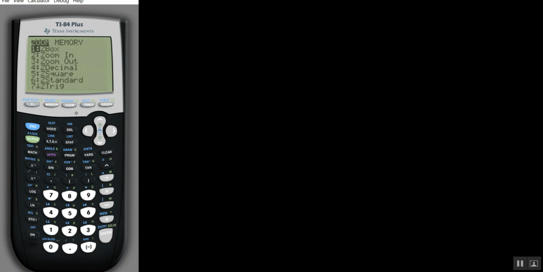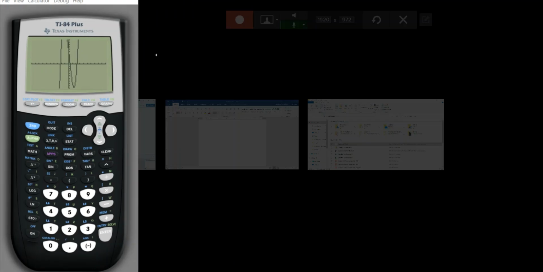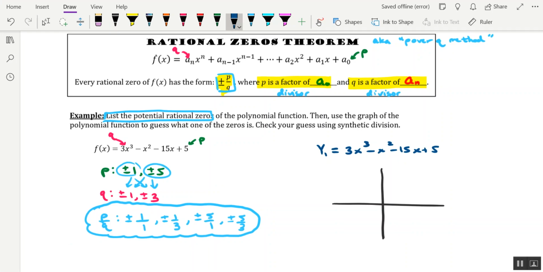I'll do zoom 6. Alright, I'm going to sketch this graph out and then I'll come back to the graphing calculator. So just a rough sketch here. That's y1. And as you can see on the graph, there are 3 x-intercepts. And what that means is that this polynomial would have 3 real zeros.